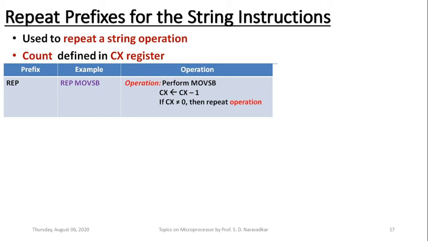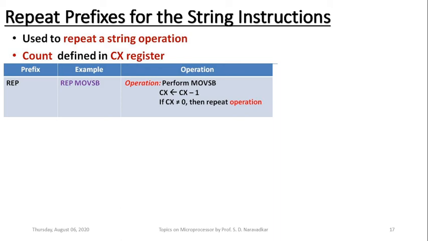This instruction will work like a single instruction loop performing that move string byte operation. How many times? The count which has been defined in that CX register. The count defined in CX, till then this particular instruction will be repetitively executed. So this is the basic repeat prefix here which can be attached to that string instruction.